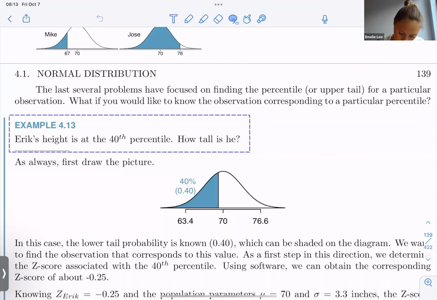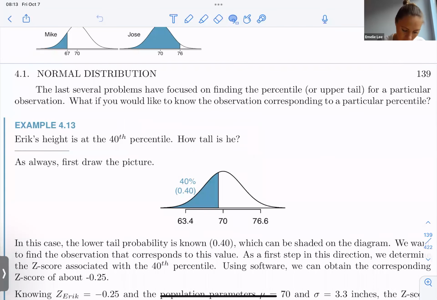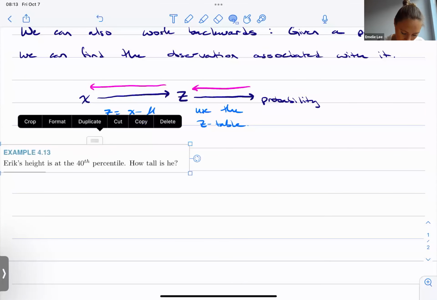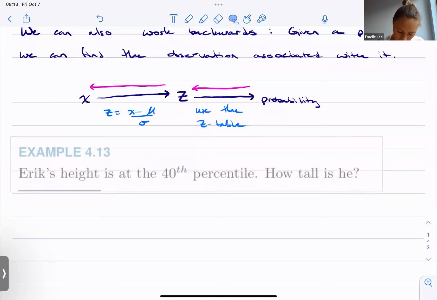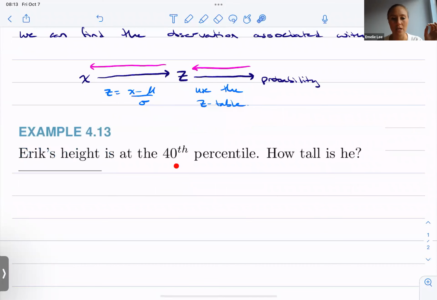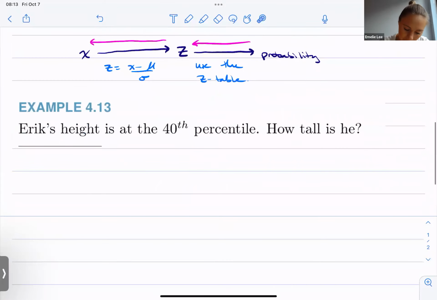So what if we have an example like this? Eric's height is at the 40th percentile. Let's remember that the 40th percentile means that there's 40% below it and therefore 60% above.